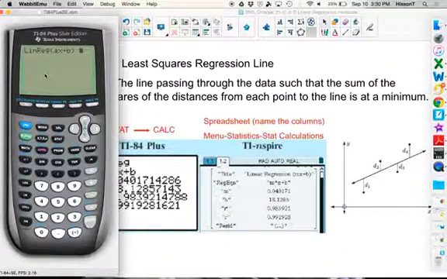Okay? We're going to hit that and hit enter. Okay? You'll notice, however, while I did get enough to get my regression line, I didn't get R. Okay? And here's the thing. The R value that we were calculating by hand, your calculator will actually do as it finds the least squares regression line. You just have to make sure that it's telling you to.